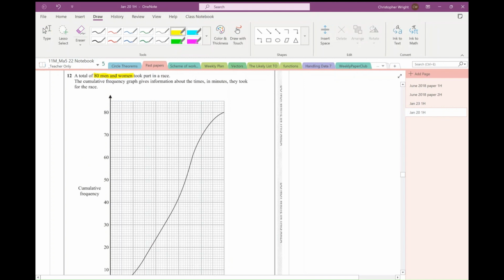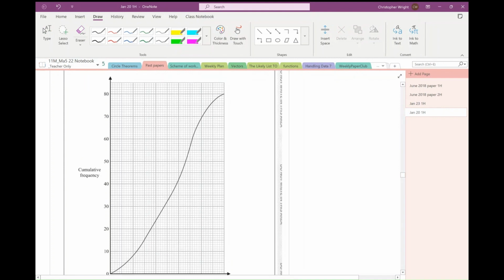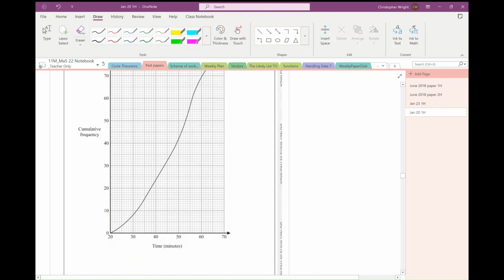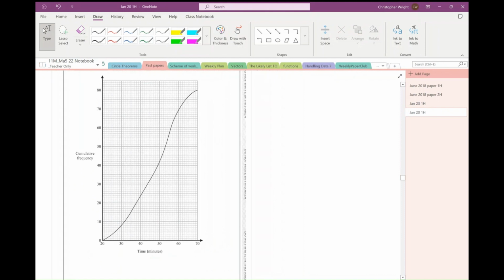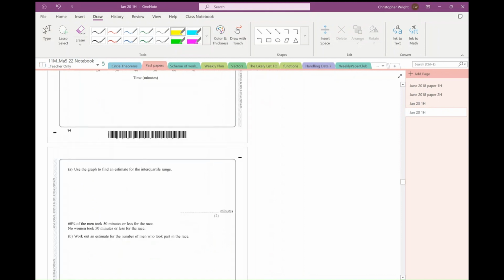Okay, question 12. Right, so in question 12, it says a total of 80 men and women, that'll be useful, took part in a race. The cumulative frequency graph gives information about the times in minutes they took. So here's the cumulative frequency on the y-axis. So here we go up to 80 participants. And here's the time they took on the x-axis. Good. Right, let's have a look at the question. Use the graph to find an estimate for the interquartile range.